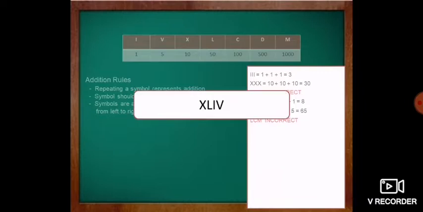Let's look at another example. XLIV. This is a little tricky. Let's start from the left. Since X is less than L, therefore we would subtract X from L, which becomes 50 minus 10. And then we would add IV, but hold on, we have to look towards the right of the I. Since I is less than V, therefore we would first subtract I from V, which is 5 minus 1. Now we would add the result of these two subtractions. So it becomes 40 plus 4 is equal to 44.